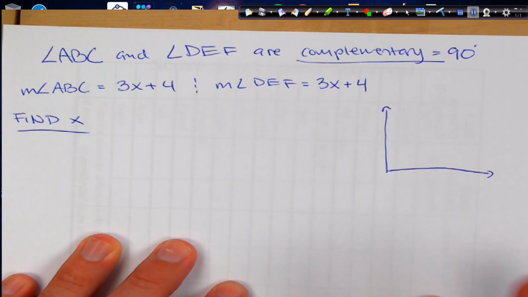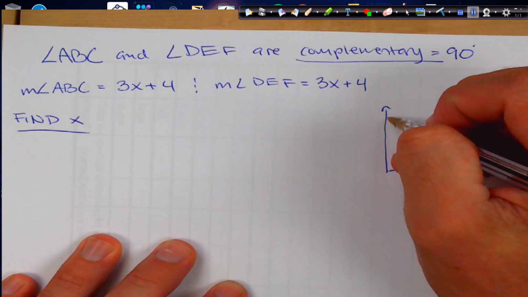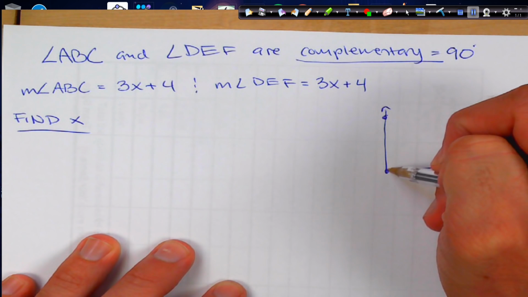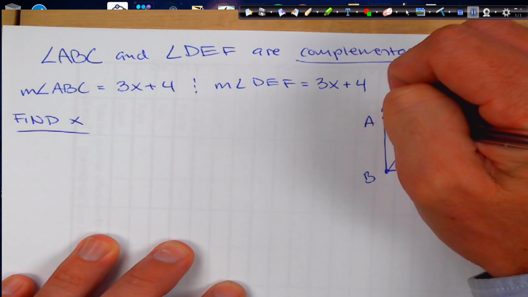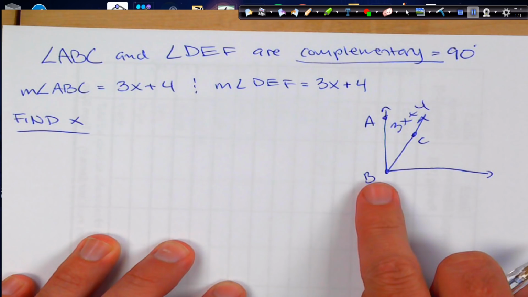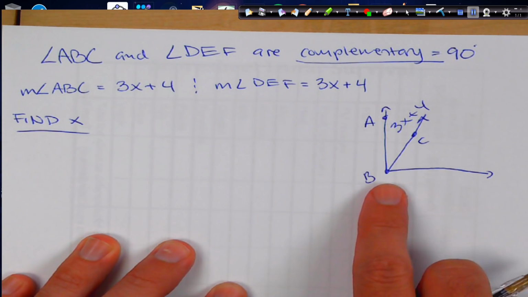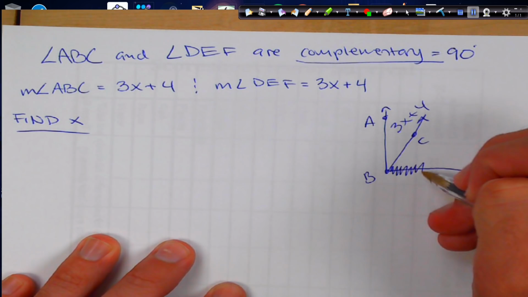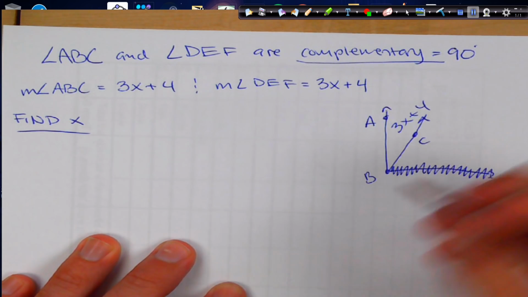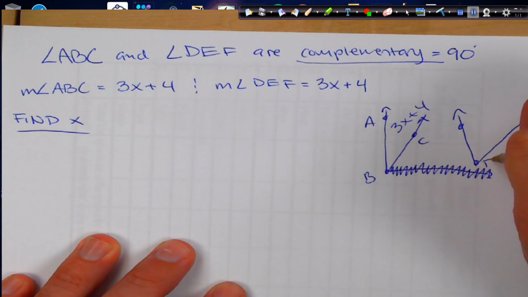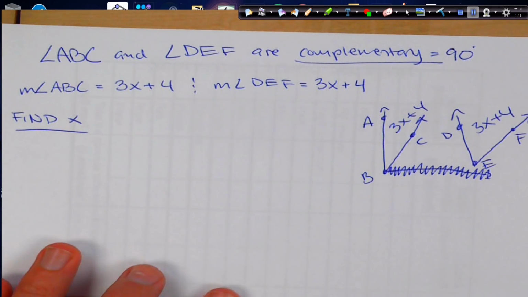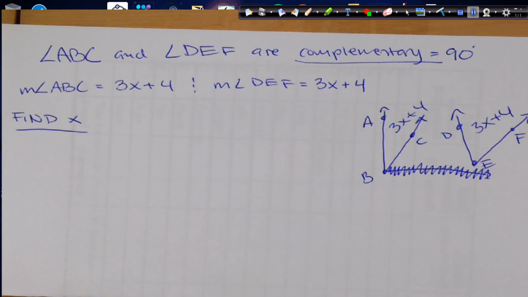I don't know exactly how these work out, but we have ABC. So A, B, and maybe C is 3x plus 4. Now, notice here we have DEF. They're totally different letters, so I kind of messed up my picture. They're not actually connected to one another. So these are two unconnected angles, D, E, F, and that's also 3x plus 4. So it's okay if complementary angles are not connected. In this case, they aren't.